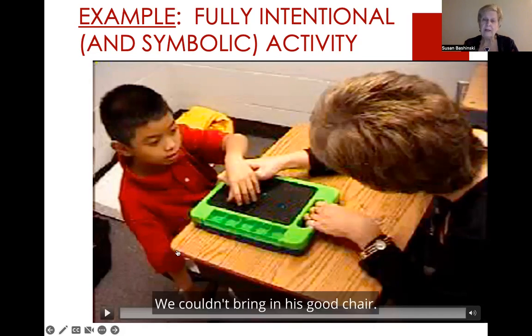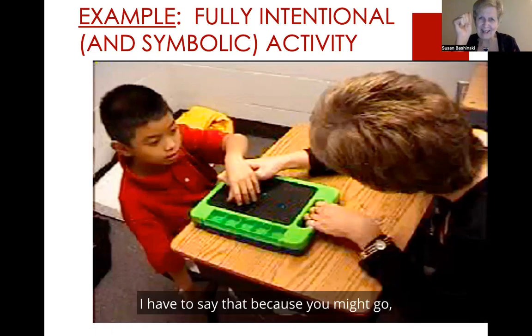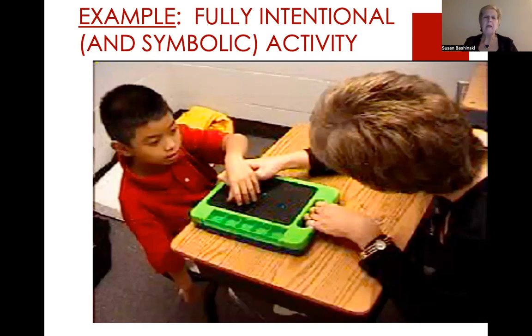We couldn't bring in his good chair, so he is supported in this seat. He does have a support belt around him. You can see a little bit of it right here. He is not tied in that chair as a restraint. Okay, I have to say that because you might go, she's got him tied, that's a restraint.